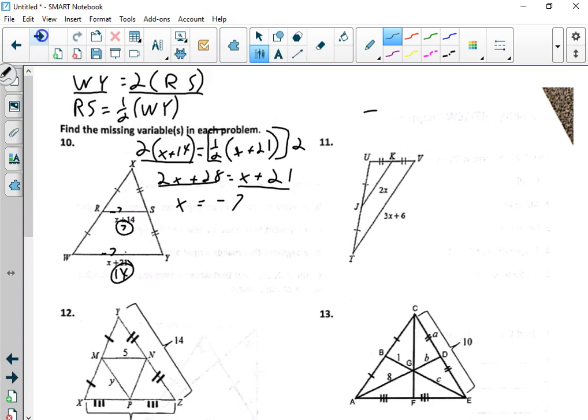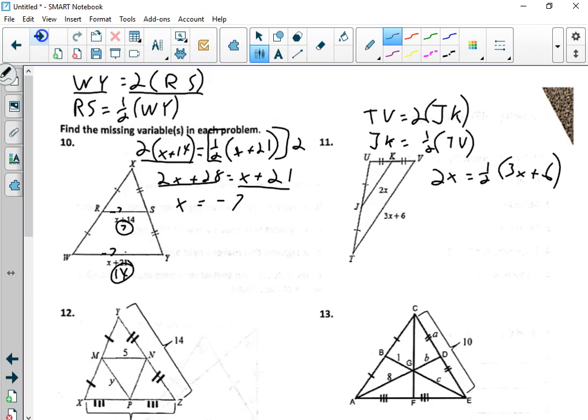Okay, this is the same thing as turn on side. Again, TV is 2 times JK. And JK is 1/2 of TV. So you can set this up any way you want. 2x is 1/2 of 3x plus 6. Now we can do this the same way. We can multiply by 2 and get 4x equals 3x plus 6. Or we can distribute it, but then we have the 1/2, so that would probably be the best thing to do.